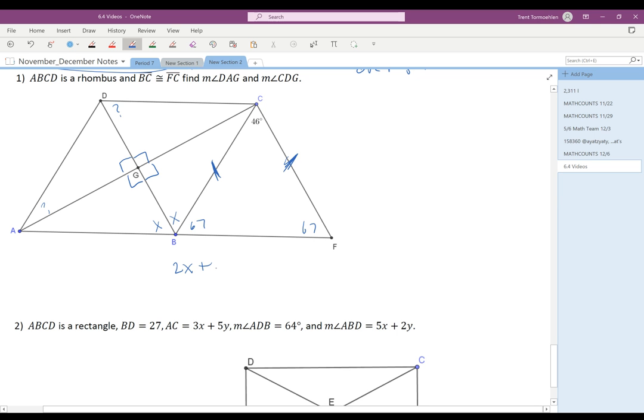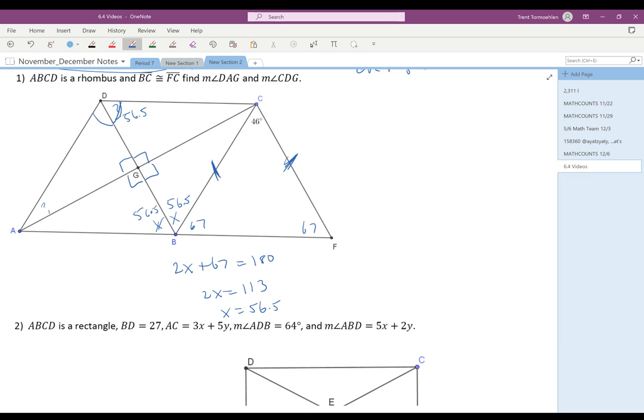So we can say 2x plus 67 equals 180, which means 2x equals 113, or x equals 56.5. So we know this angle is 56.5, and this angle is 56.5. But it's a parallelogram, which means that these angles are the same as the ones down here. So they're also 56.5. And so the measure of CDG is 56.5.